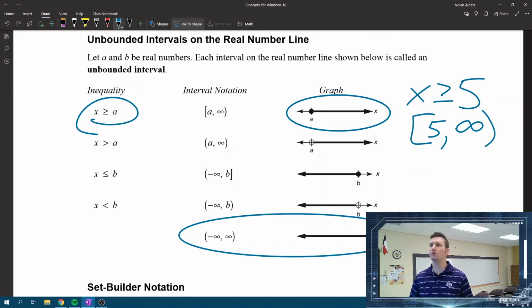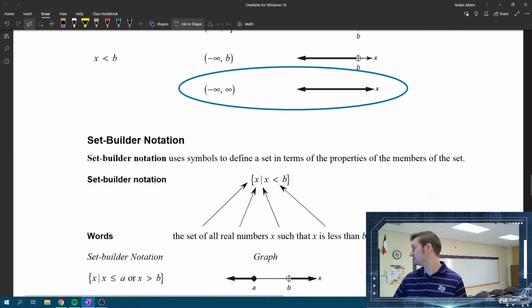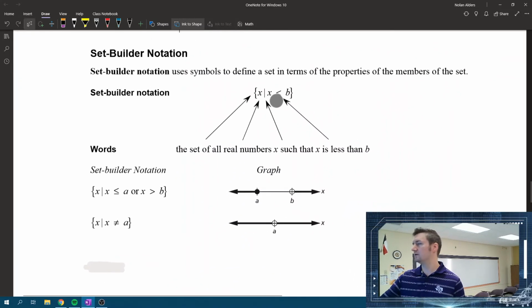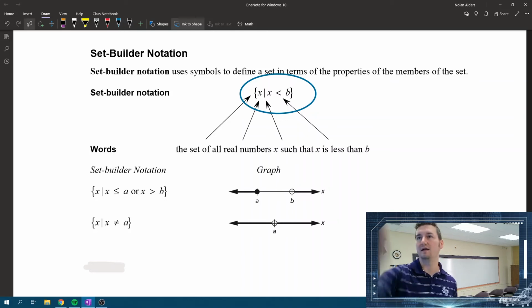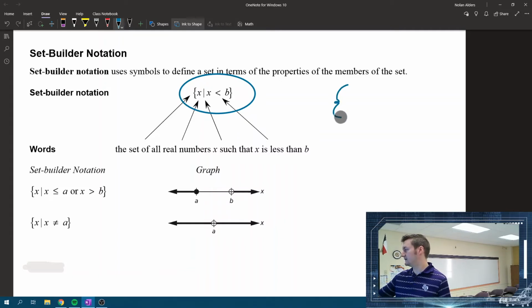All right, we want to look at one more special type of notation today. It's called set builder notation. And so let's take a look at that very quickly here. This is kind of the general look of set builder notation. And so we see that it's surrounded by braces. So let's make an example. Let's say that we want all of the real numbers, and I'm terrible at drawing these braces.